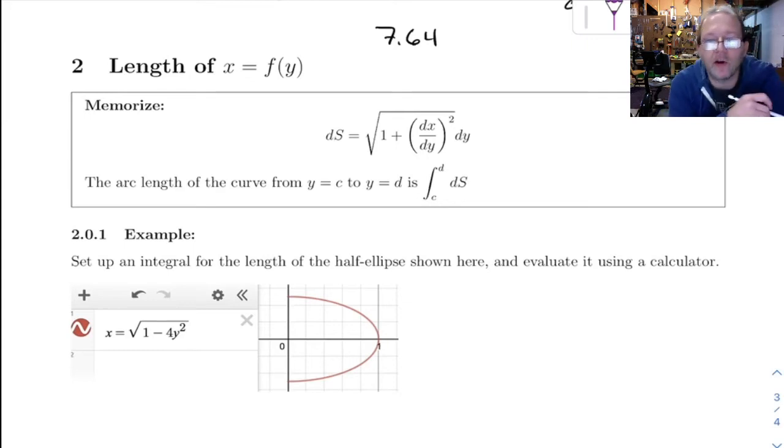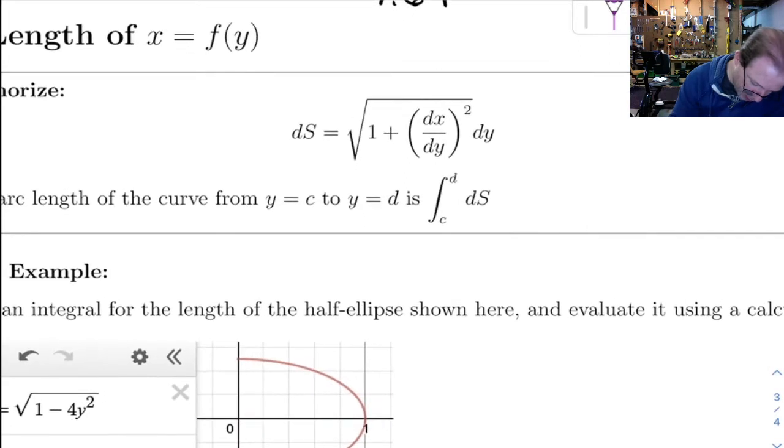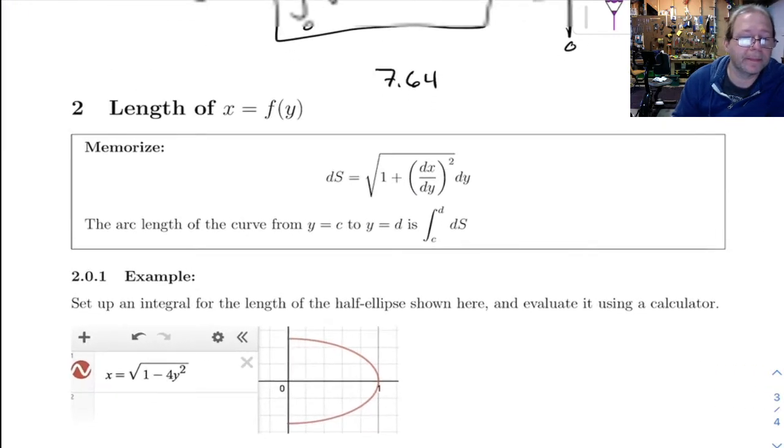Okay, one more thing to talk about in this section. If you're given a function where instead of y being a function of x, x is a function of y, you do this exactly the same way. The only difference is when you calculate your ds, you use a slightly different formula. Notice this is dx/dy squared, and there's a dy on the end. And your endpoints here go from one y value to another.